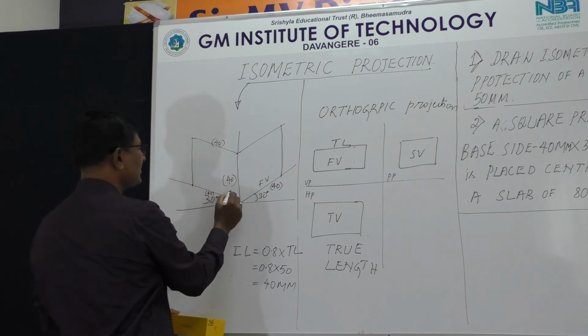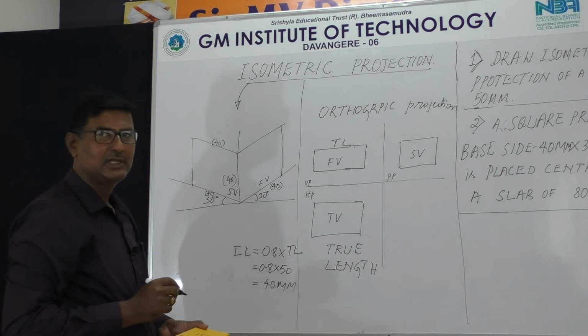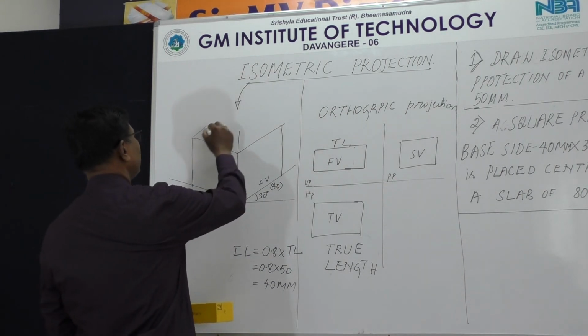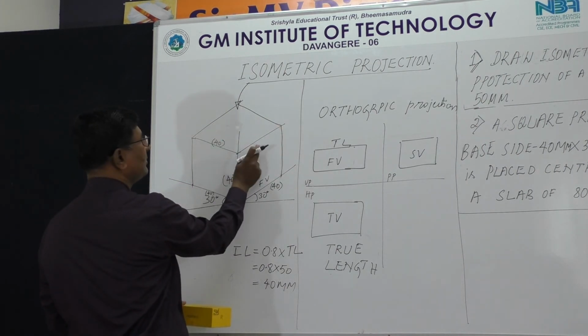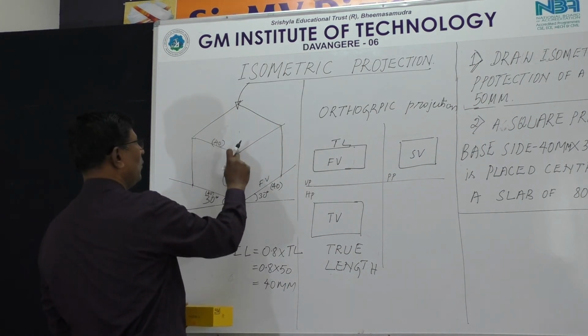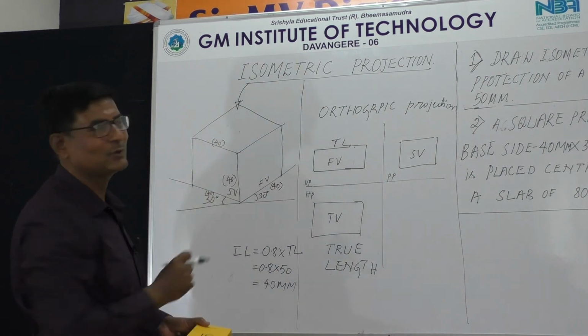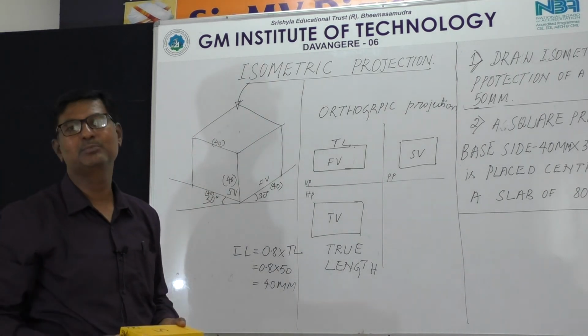So what have you finished? You have finished the side view. If you draw a 30-degree line in this fashion, this line should be parallel to this, and this line should be parallel to this. What you have obtained is the isometric projection. You see how simple this problem is.